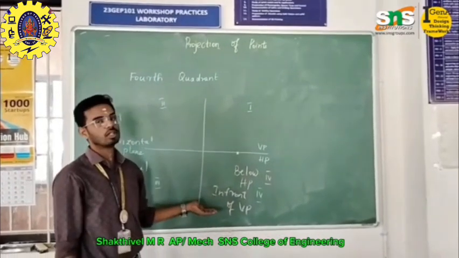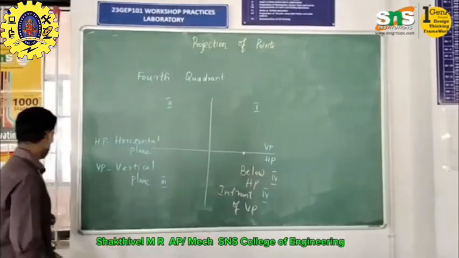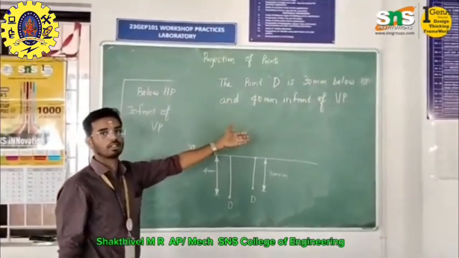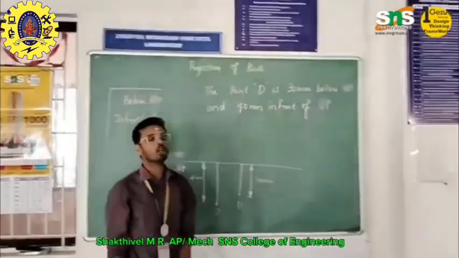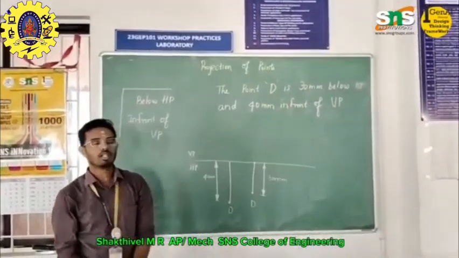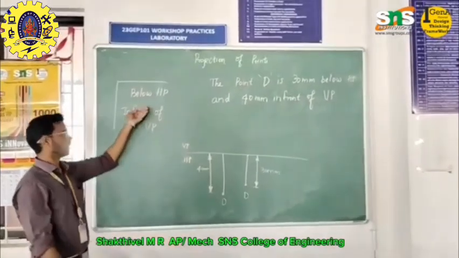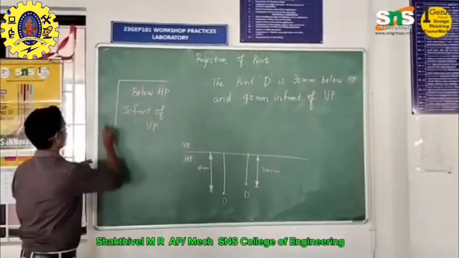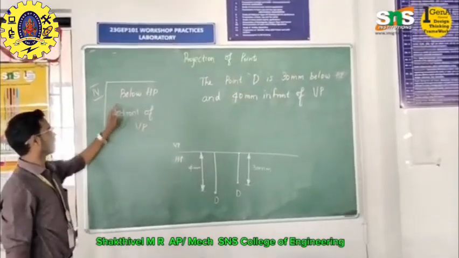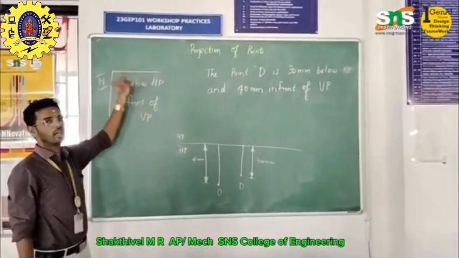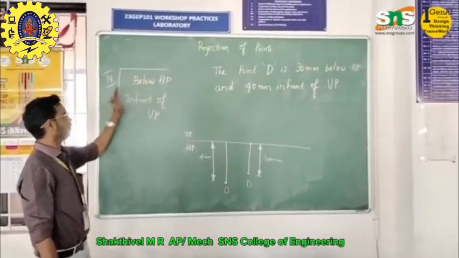Now we are going to solve a problem for the fourth quadrant. The point B is 30 mm below HP and 40 mm in front of VP. A few minutes ago we saw that the fourth quadrant is below HP and in front of VP. Consider it a horizontal plane and an imaginary vertical plane.